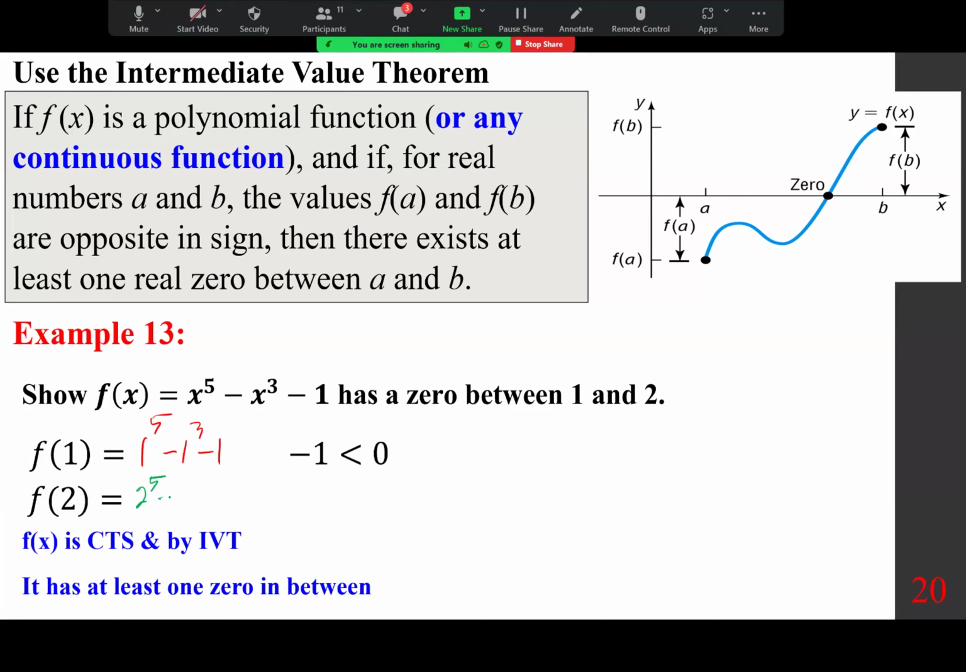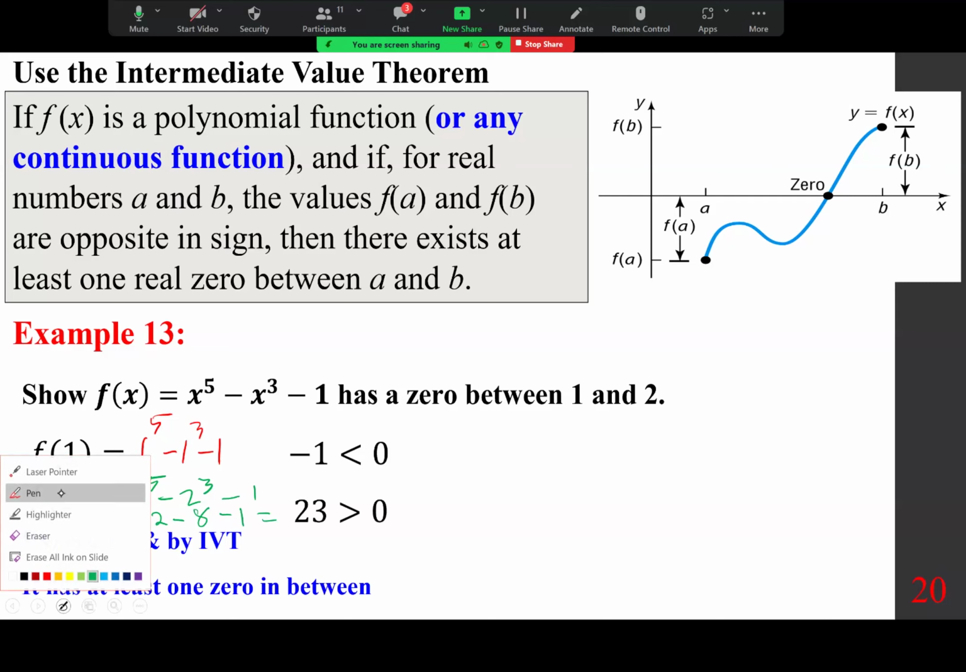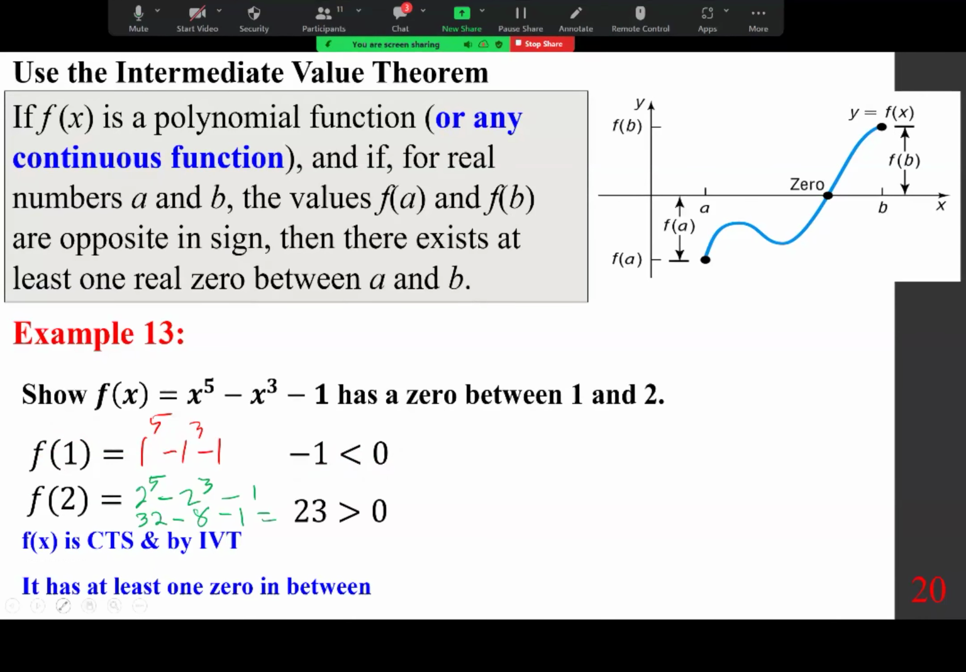2 to the power of 5 minus 2 cubed minus 1. 2 to the power of 5 is 32, minus 8 is 24, minus 1 is 23, and 23 is positive. Again, it doesn't matter what the values are. We are interested in negative versus positive, because f of 1 is negative. So in essence, it becomes like this.